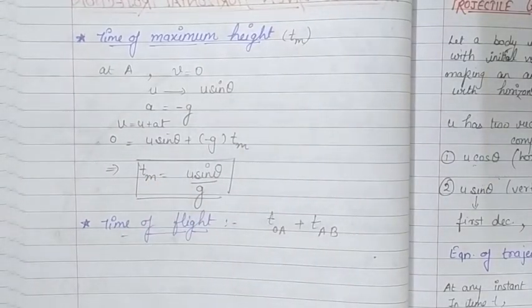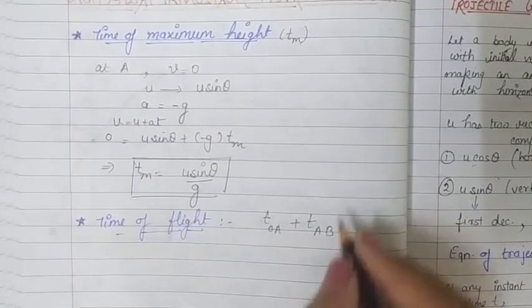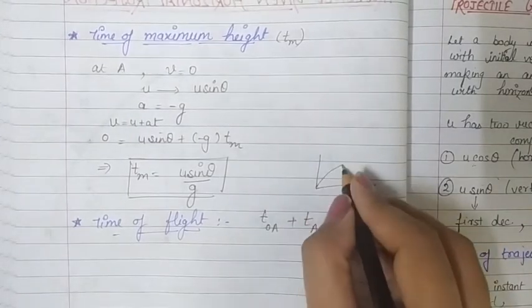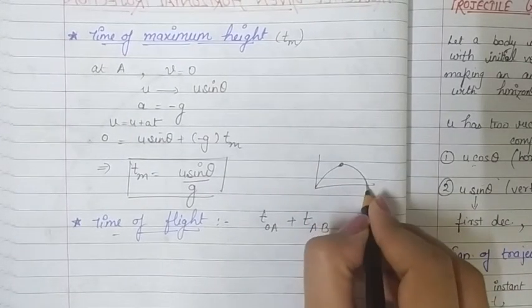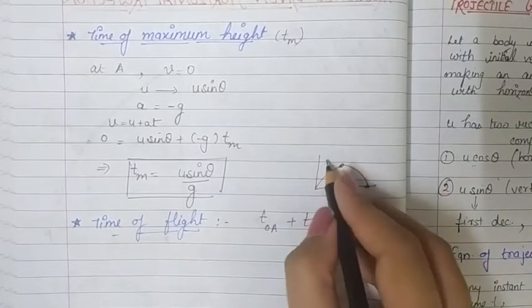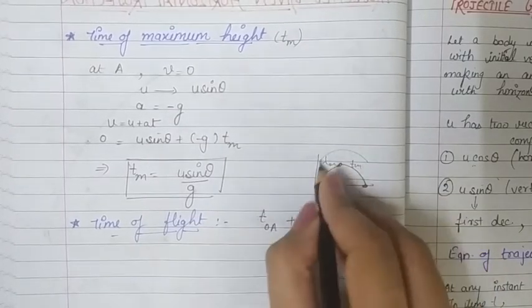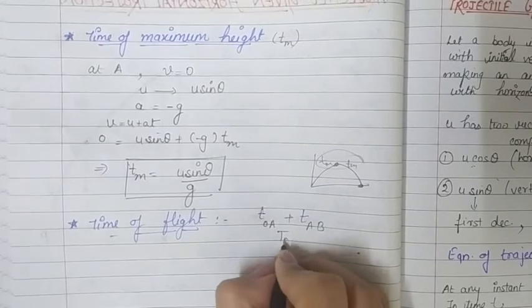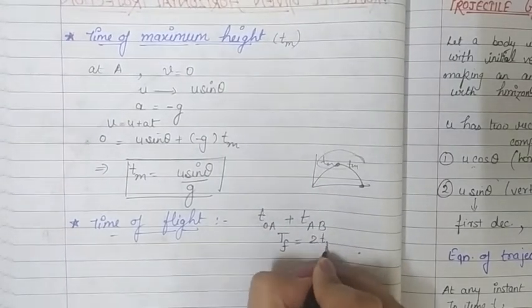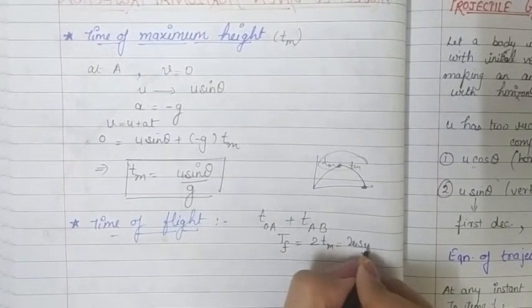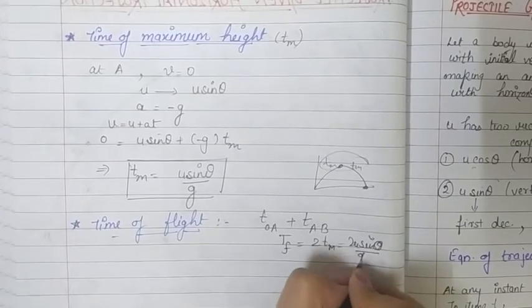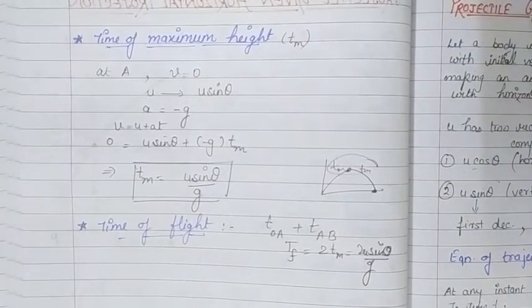The total time is equal to twice tm, because the object takes as much time to come back to the ground as it takes to reach maximum height. So this is tm and this is tm. So the total time, meaning time of flight, is actually 2tm, that is 2u sine theta over g. But we are going to prove it using the equation of motion also.